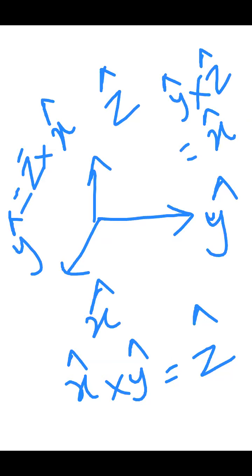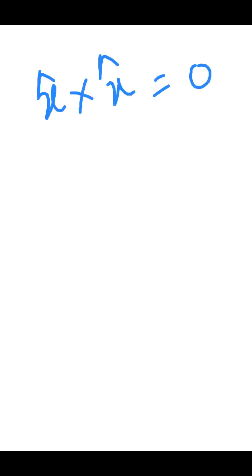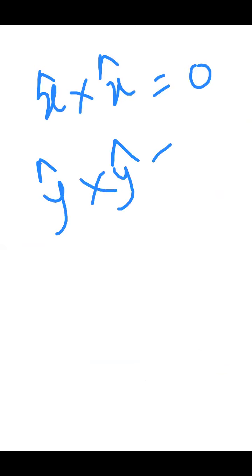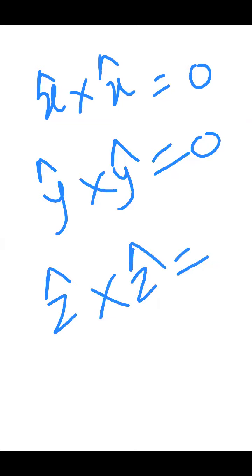But what happens if I take x cap with x cap? Anybody? 0. You are not making any angle at all. You are not rotating, so there will not be any effect. If you take y cap with y cap, again you are not making any angle. For a rotation, you have to make an angle. Once there is no rotation, once there is no angle, your value is 0. For z cap with z cap, again it is 0.